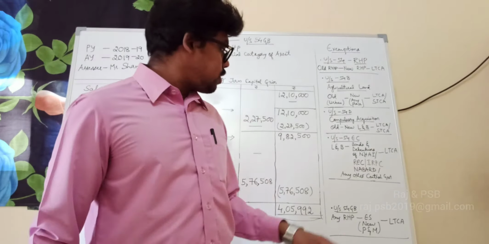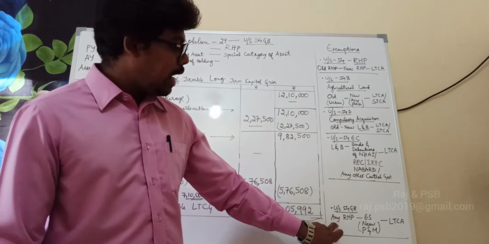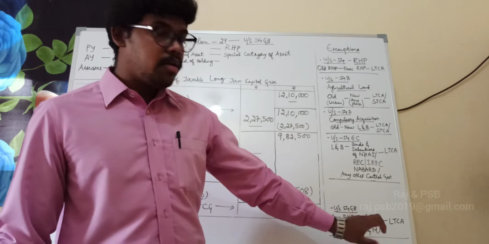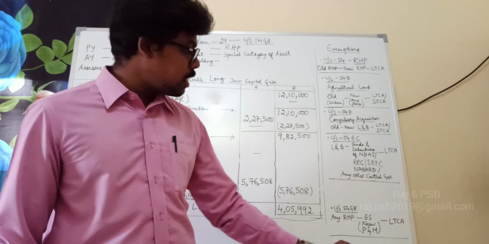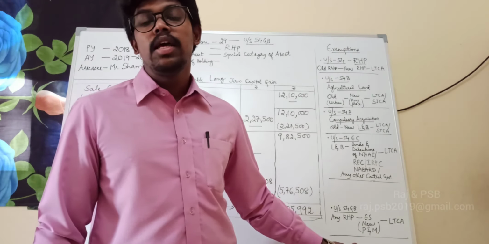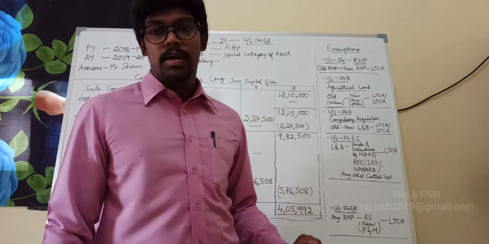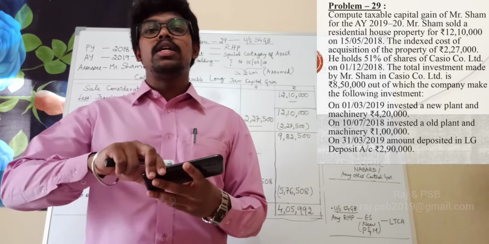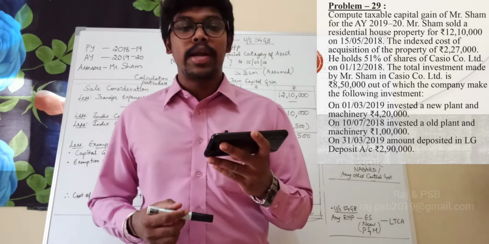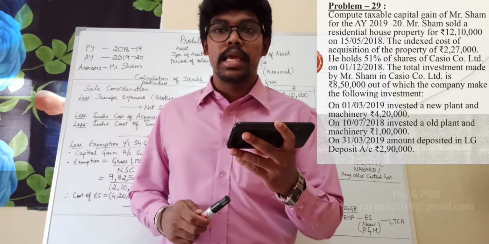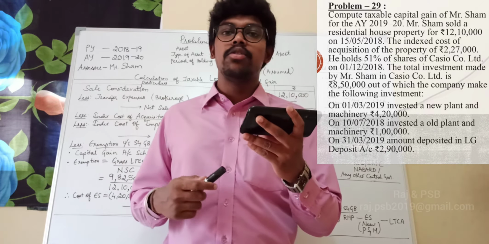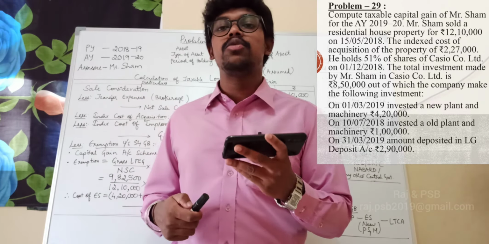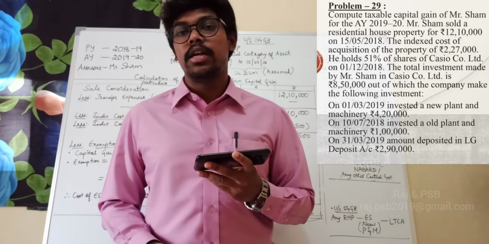The next topic is under section 54GB, that is any residential house property which is transferred, and equity shares are purchased, and that equity share should be invested in new plant and machinery by the company, and it should be a long term capital asset. The problem on this topic is problem number 29: compute taxable capital gain of Mr. Shyam for the assessment year 2019-20. Mr. Shyam sold a residential house property for ₹12,10,000 on 15/5/2018.